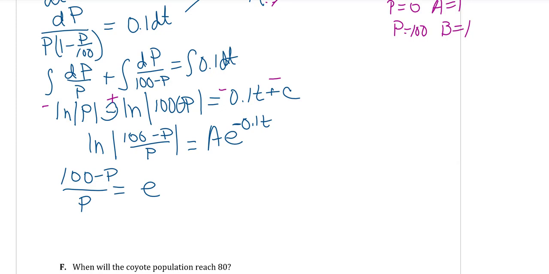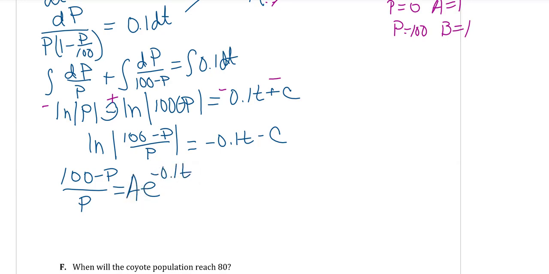to the, I got ahead of myself here, I'm sorry. I was skipping steps, I shouldn't have done that. This should still be negative 0.1t minus c. I got ahead of myself in steps there. Okay, so now this is going to be A e to the negative 0.1t.